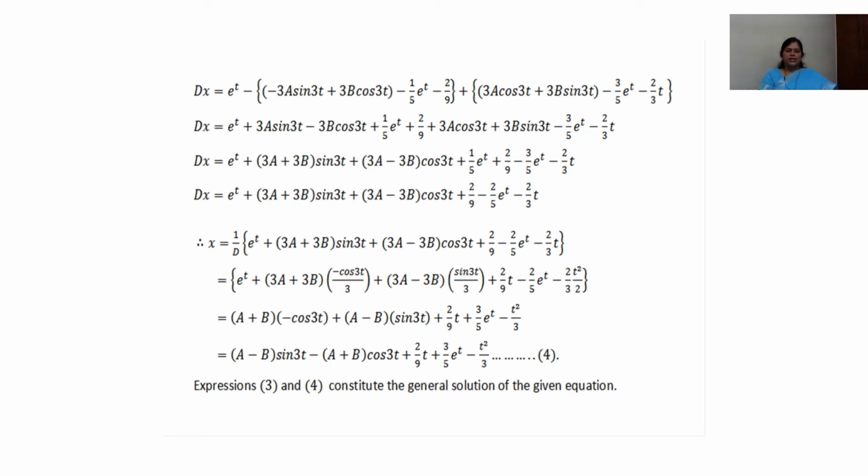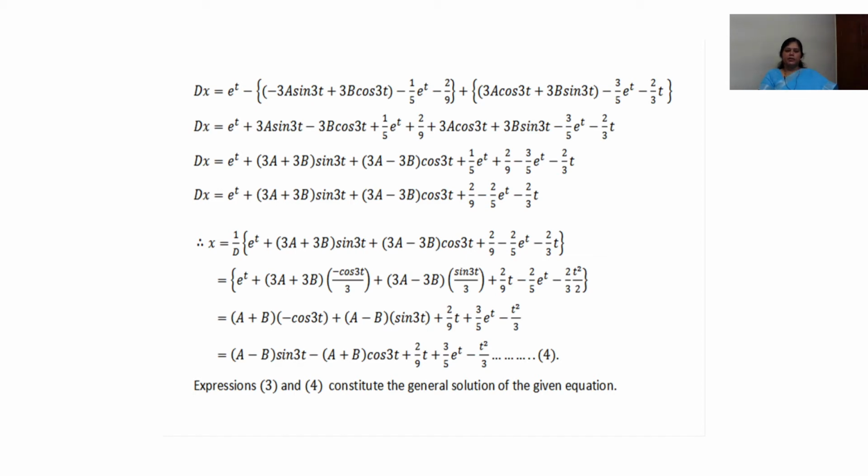So now dx is equal to e to the power t plus 3a sin 3t minus 3b cos 3t plus 1 by 5 e to the power t plus 2 by 9 plus 3a cos 3t plus 3b sin 3t minus 3 by 5 e to the power t minus 2 by 3t.